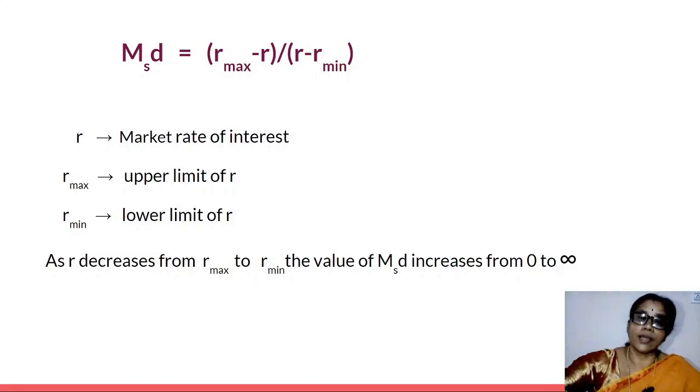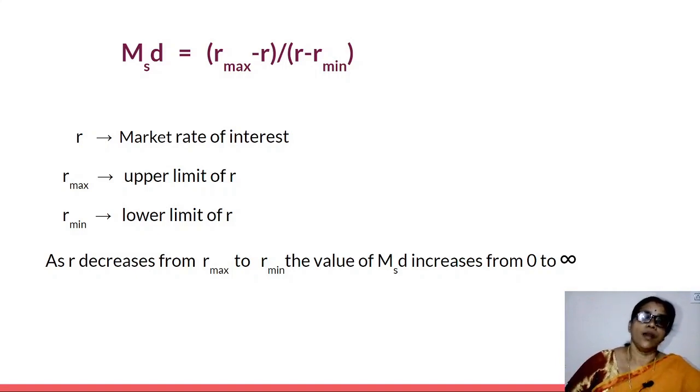Now again, on the other hand, people will expect that the market rate of interest will start decreasing. So when they expect in future that the market rate of interest will decrease, then when it starts decreasing, slowly the bond prices start increasing.